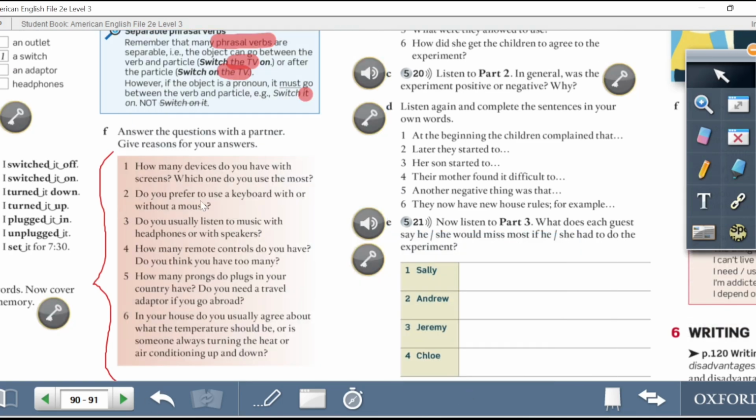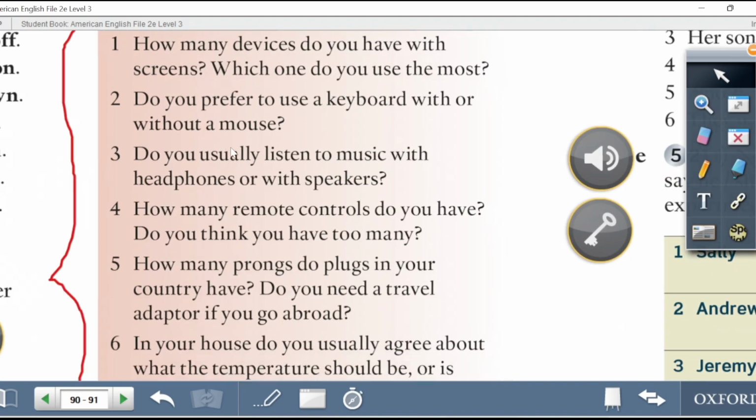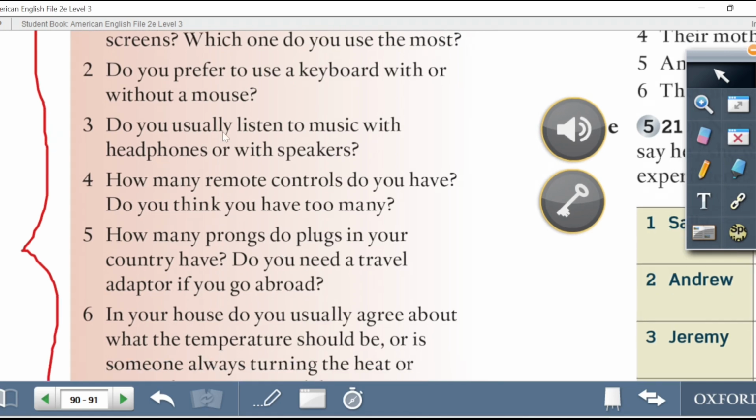خب من زومش بکنم. Do you prefer to use a keyboard with or without a mouse? میگه که ترجیح میدین از کیبورد استفاده بکنید یا با ماوس استفاده بکنید. Number 3, do you usually listen to music with headphones or with speakers? از هدفون استفاده میکنید یا اسپیکر؟ ببینید فقط جوابهای کوتاه ندید که مثلا بگید headphones. جوابتون سعی کنید بلند باشه.